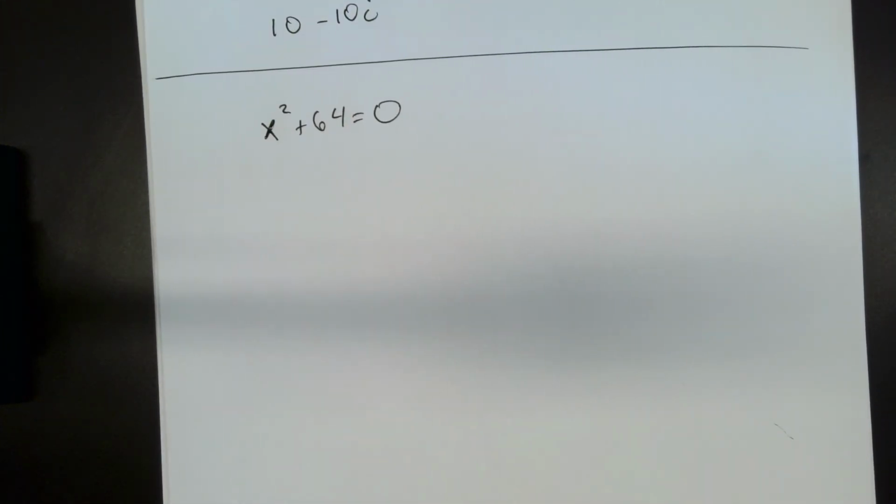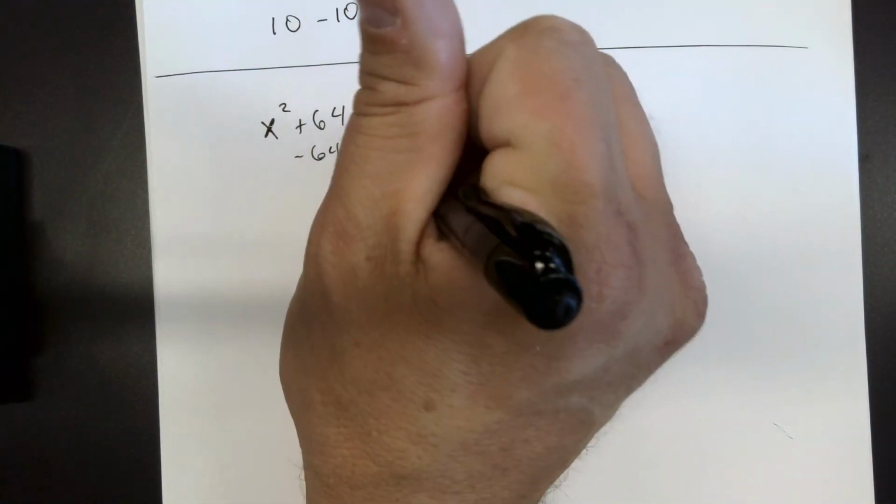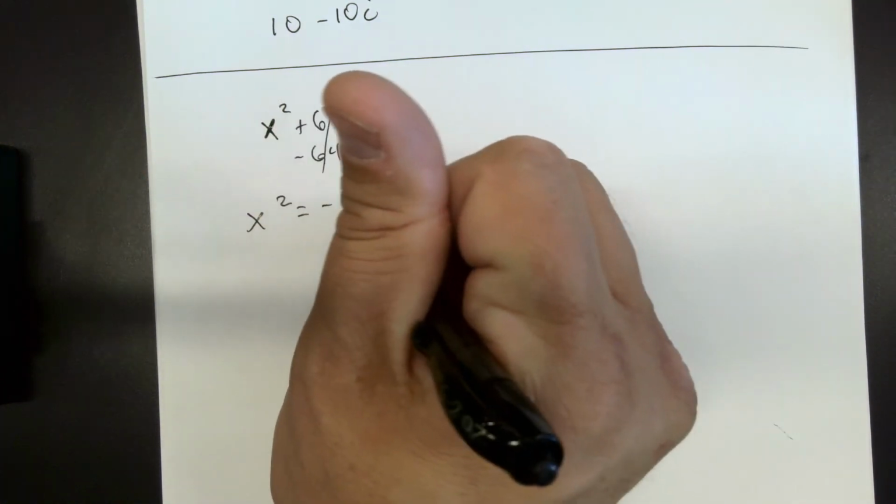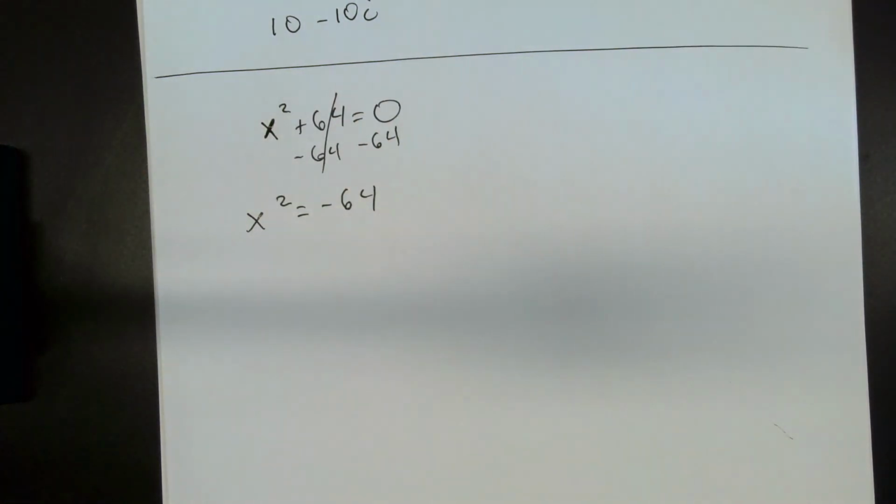Okay, in order to solve this equation, we have to get x alone. So how do we get x alone? What do we have to do first? Minus 64 from both sides, which is going to give us x squared equals negative 64. Okay, we have to square root.